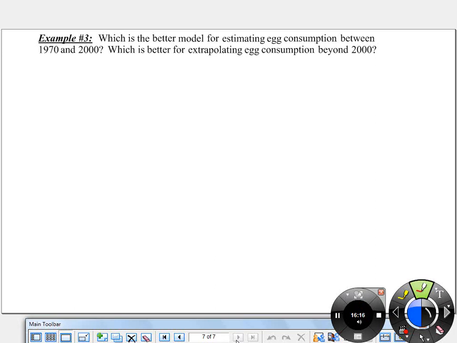Again, use the visual, use common sense, and use your R-squared values to help you, and bring this to class with you tomorrow.